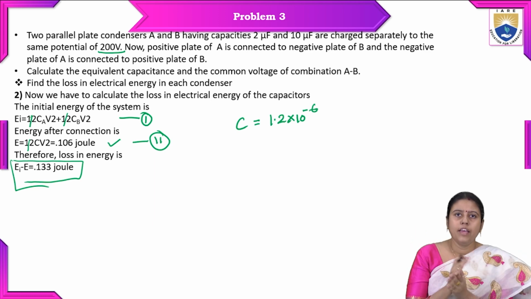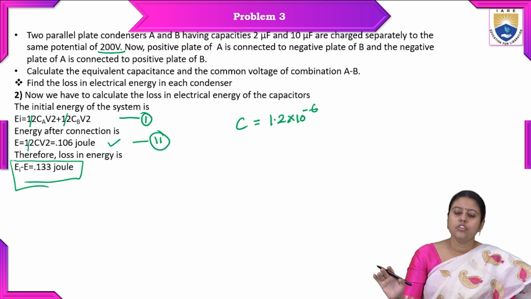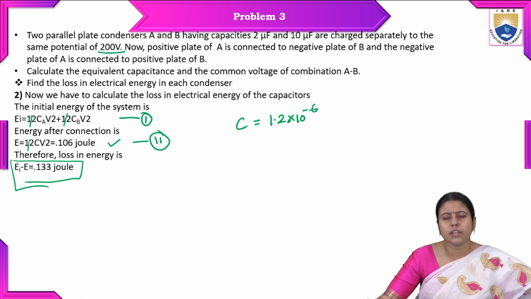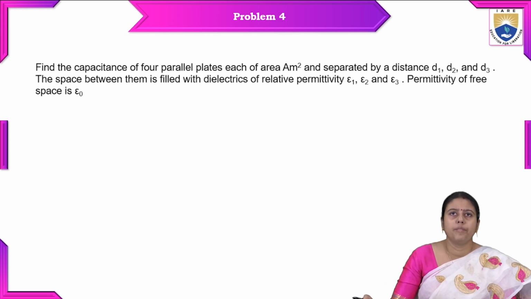So what is the main thing? CA and CB are both connected in parallel. First we have to take the parallel combination, then we have to solve the problem. So this is our problem number 3. Now we are moving to problem number 4.